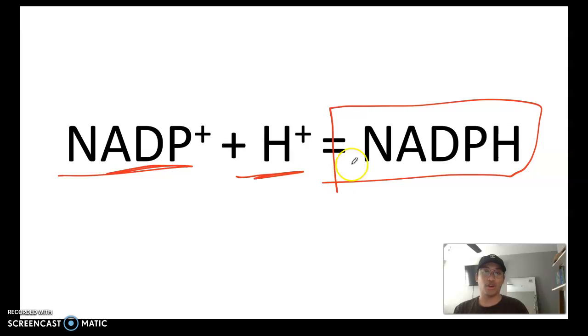Now, there's a secondary stage which involves ATP and NADPH in the Calvin cycle, which eventually converts into sugar. But we're going through the first stage, the light-dependent reaction, which only creates oxygen, ATP, and NADPH. So there you go. Hopefully that helps.